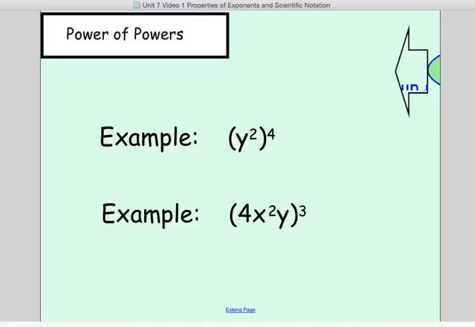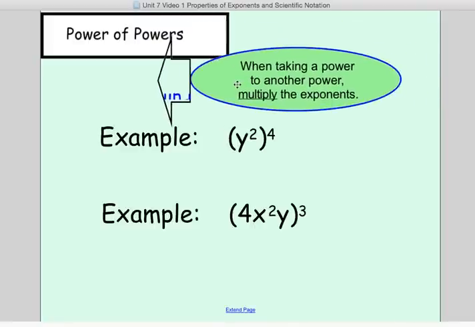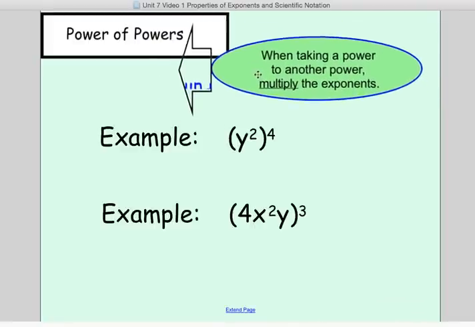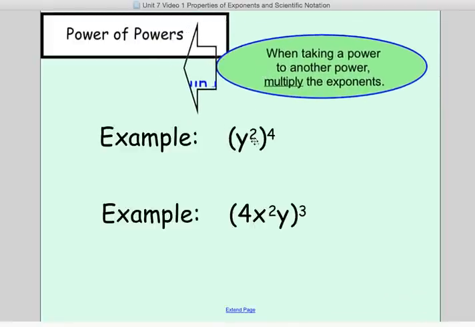The other one is the power of powers. Okay, so you have an exponent raised to another exponent. The way you handle that situation is you take and multiply those exponents. So when you have an exponent to an exponent, you multiply. So if I have y to the second to the fourth, I would have y to the 2 times 4, which is y to the 8th.